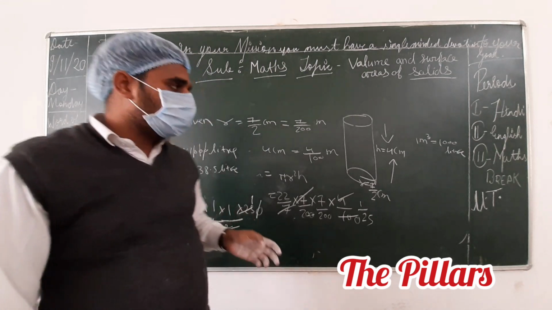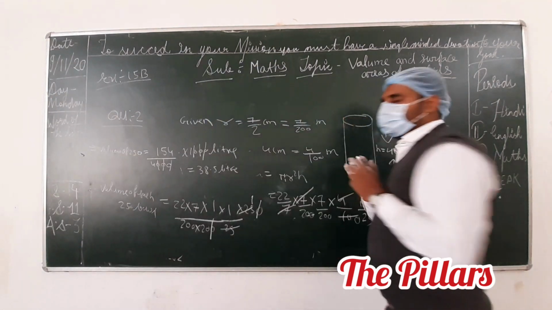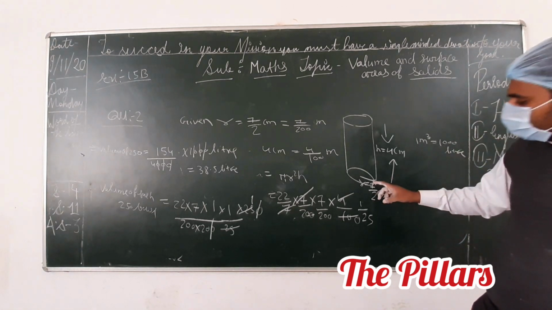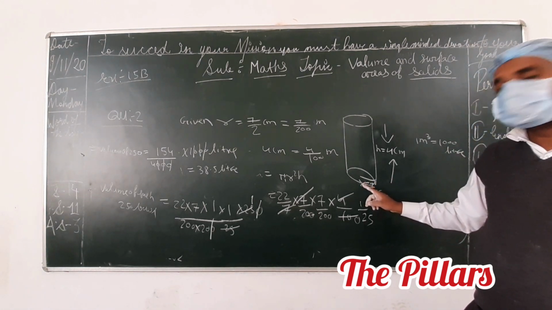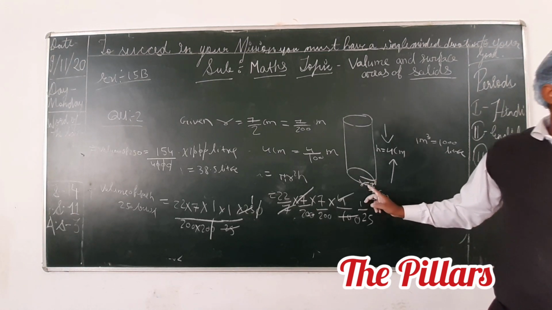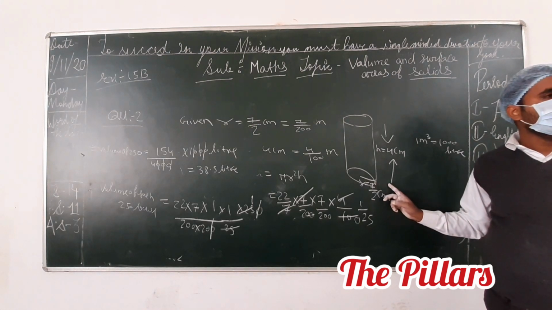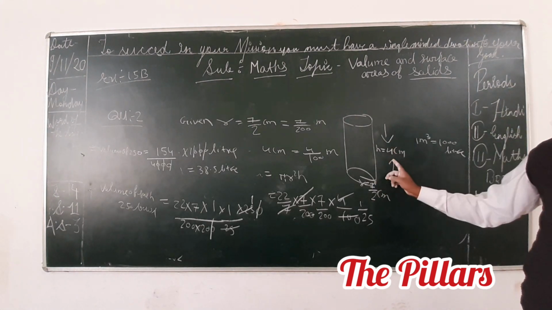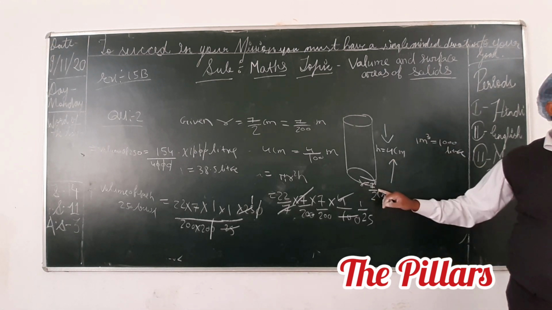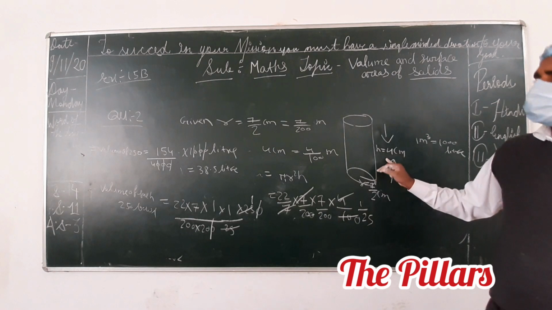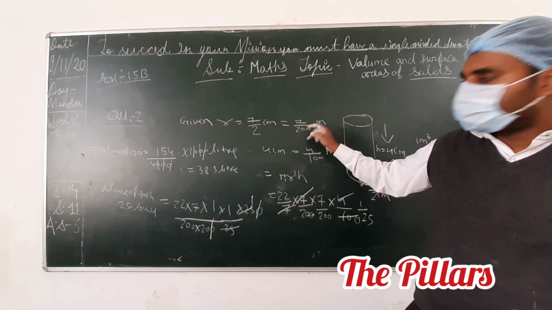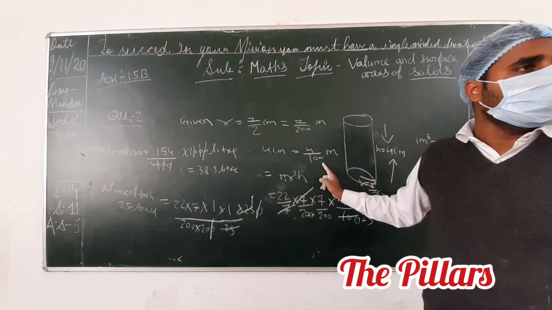You see that the question says you have a cylindrical bowl given. The base diameter is given as 7, therefore the base radius is 7 by 2 centimeter and the height given is 4 centimeter. We have to convert these quantities into meter. Then r equals 7 by 2 centimeter, which is 7 by 200 meter. H is 4 centimeter, or 4 by 100 meter.